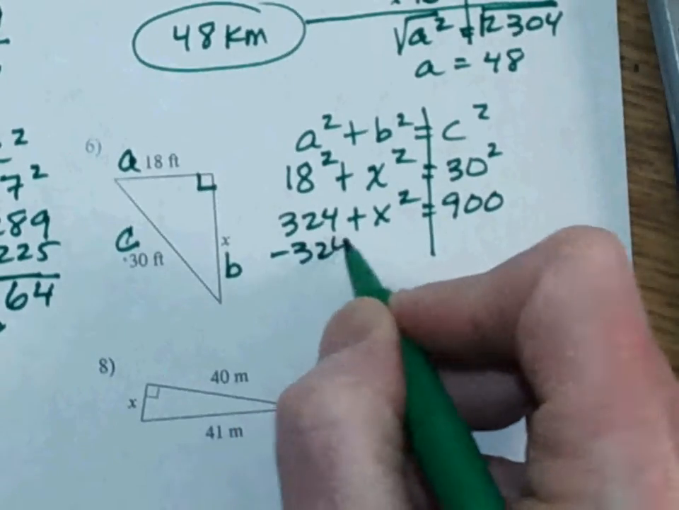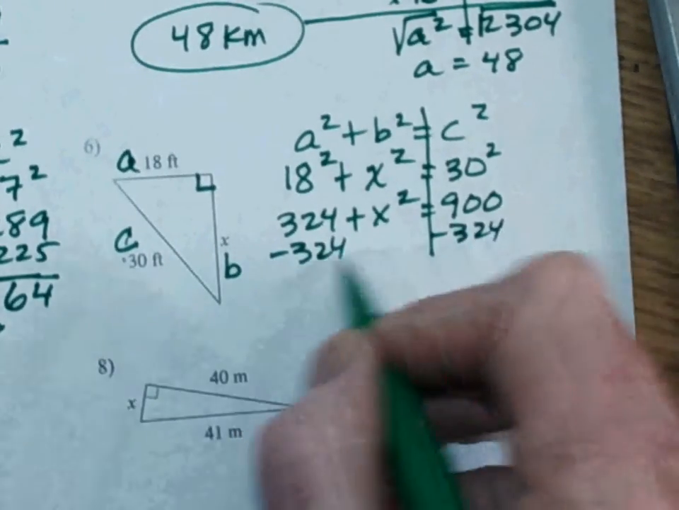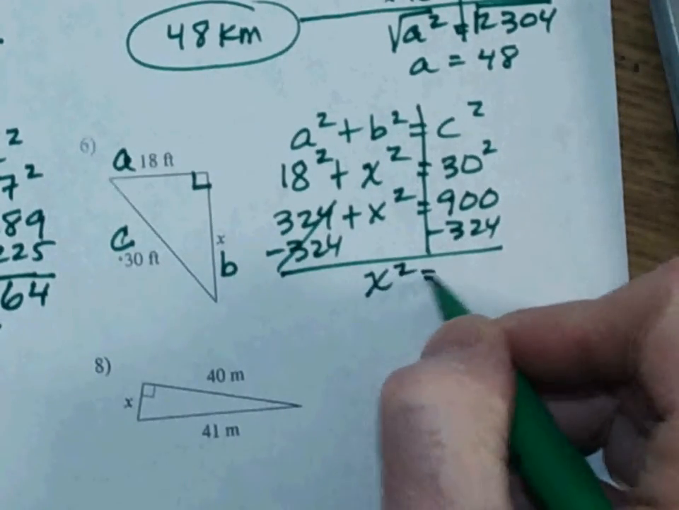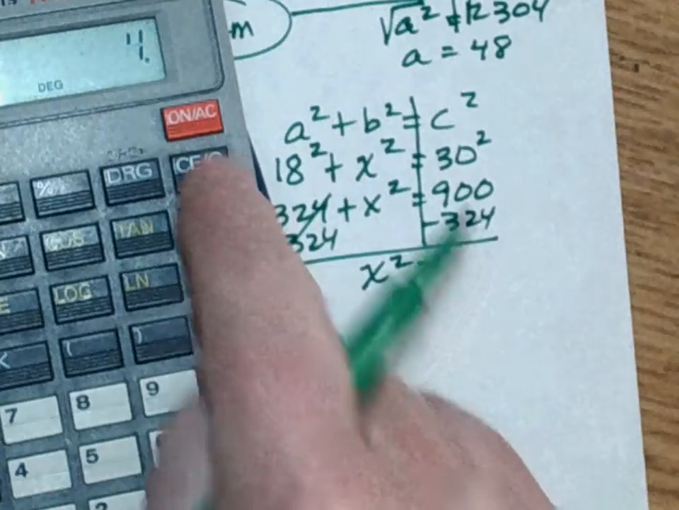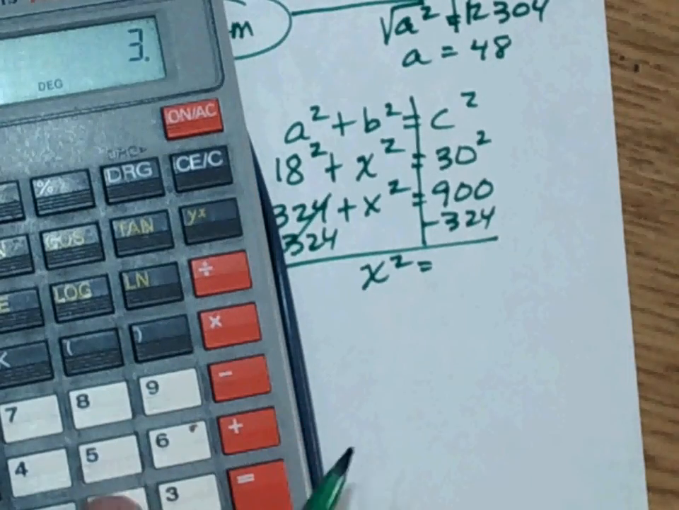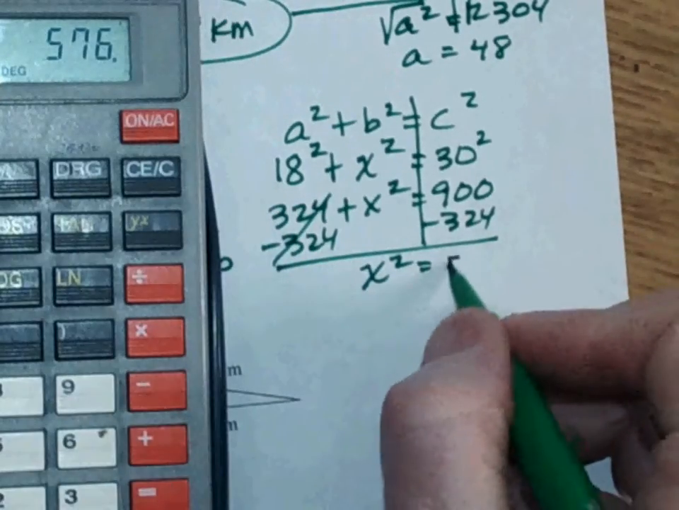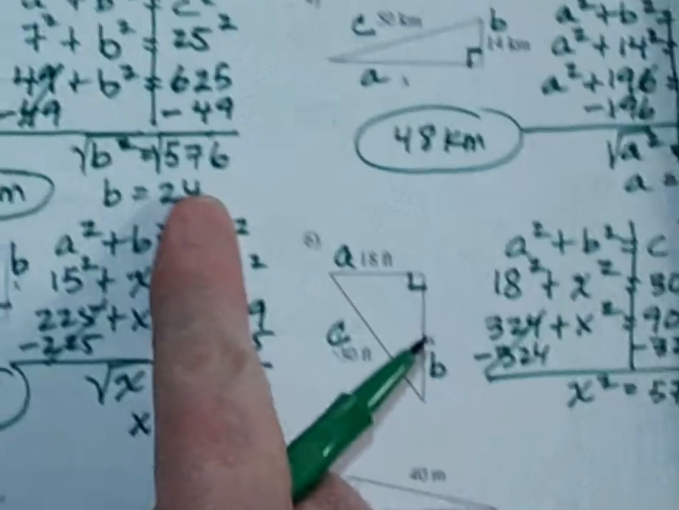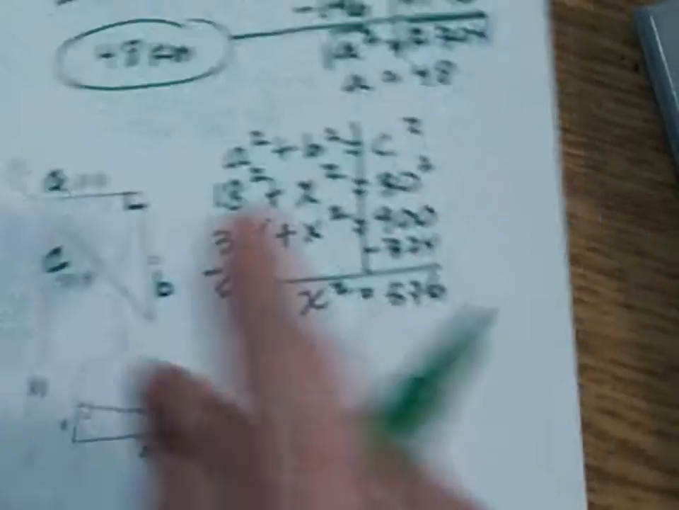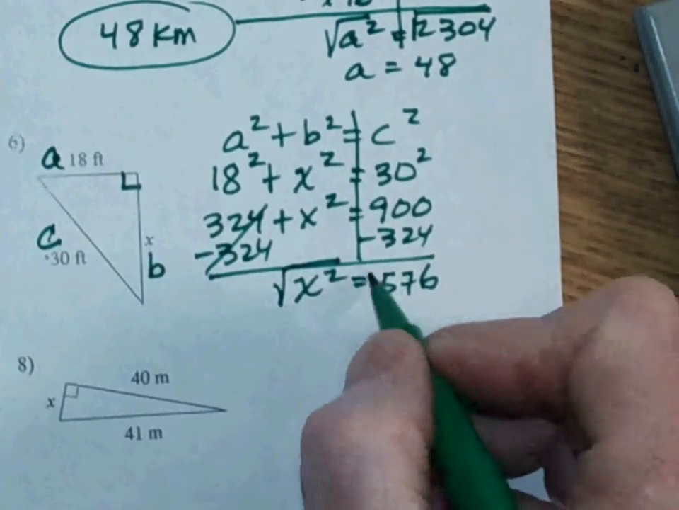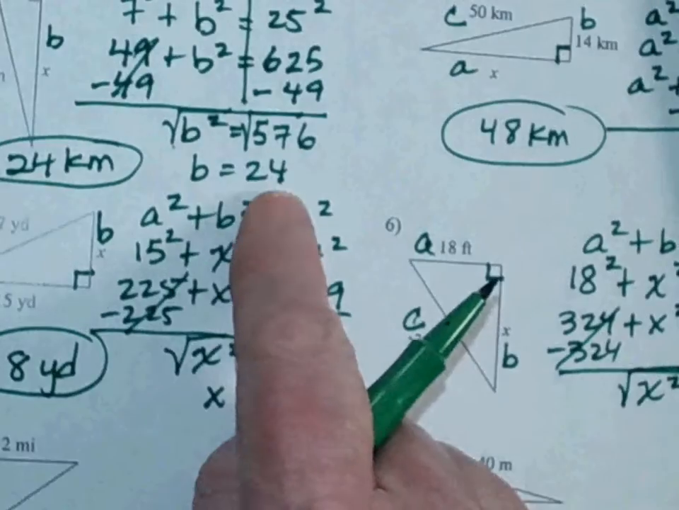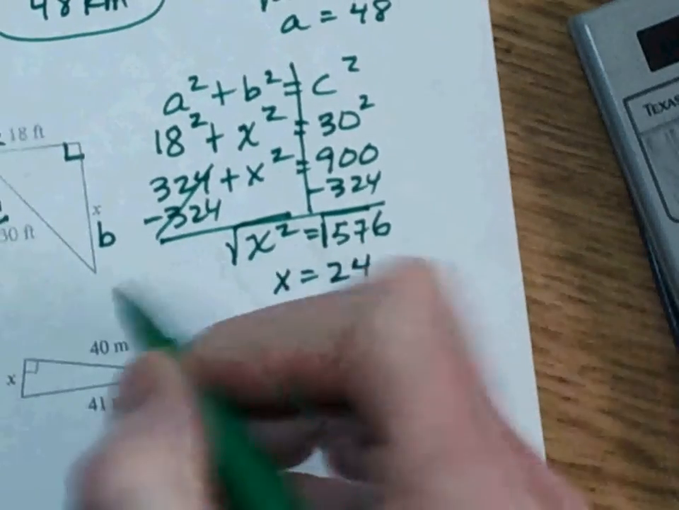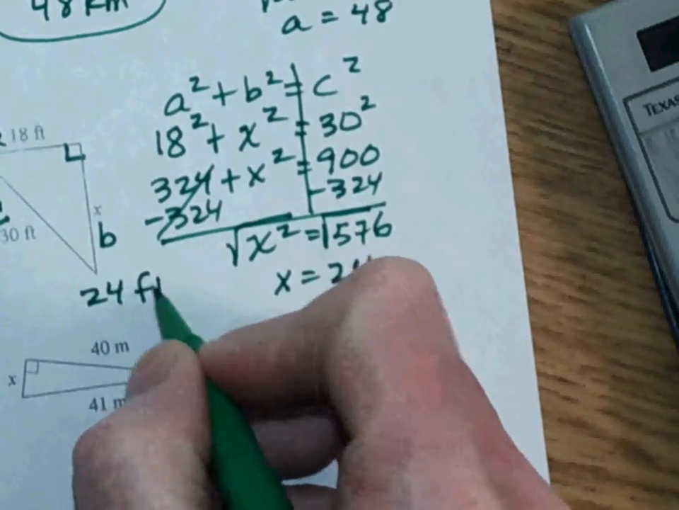To solve for x squared, I get 324, subtract it from both sides. Inverse operation of addition. 900 minus 324 gives me 576. Which actually sounds really familiar. I had it right here. Square root of 576 was 24 here. It is still 24. So I have 24 feet.